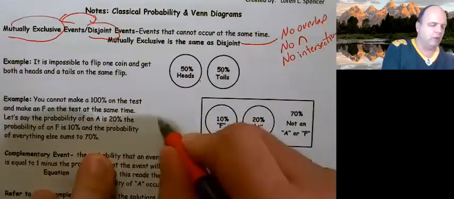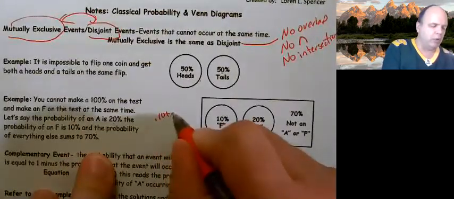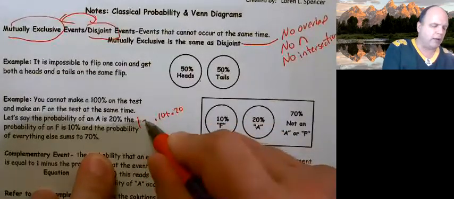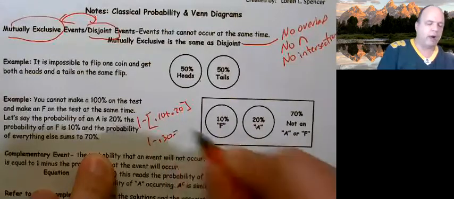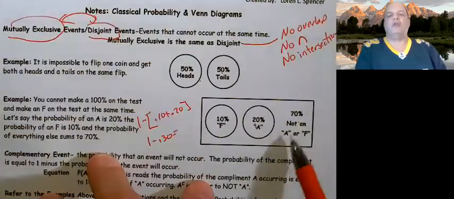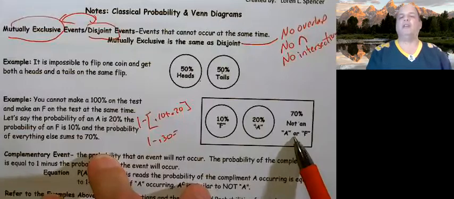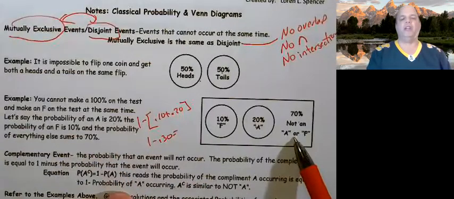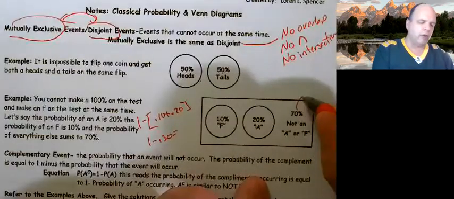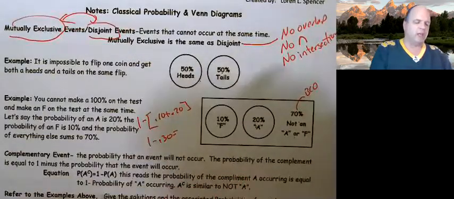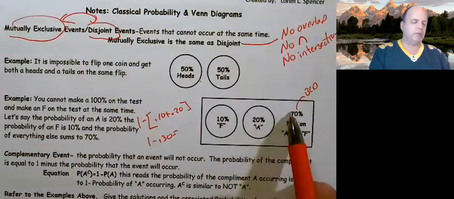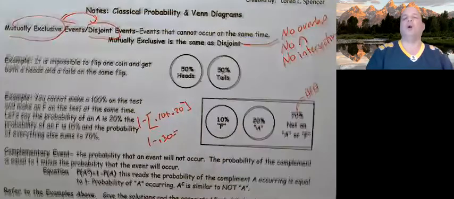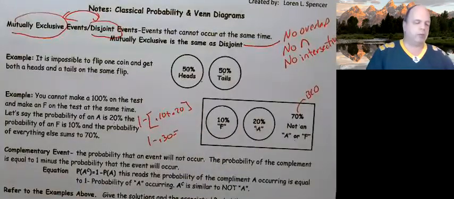So 0.10 plus the 0.20, but if I subtract that value from 1 minus the 0.3, I find out that there's about a 70% chance of getting something besides an A or an F. It could be a B, C, or D. All right, so this 70% represents the B, C, or D. This is the A, this is the F. And together, the 70 plus 20 plus 10 adds up to one whole. And that's what a Venn diagram looks like.